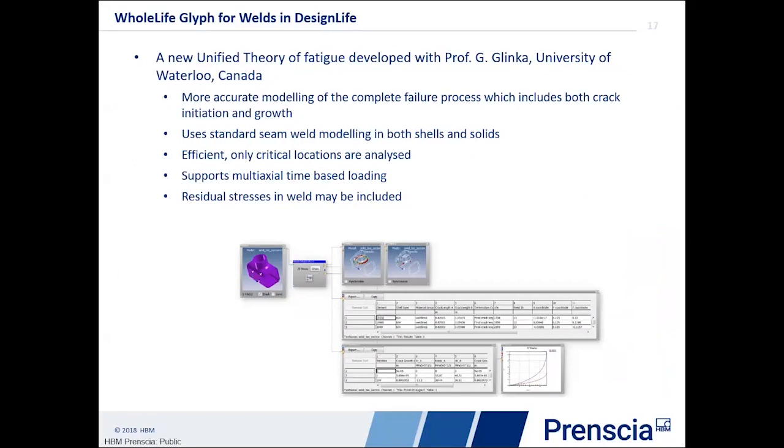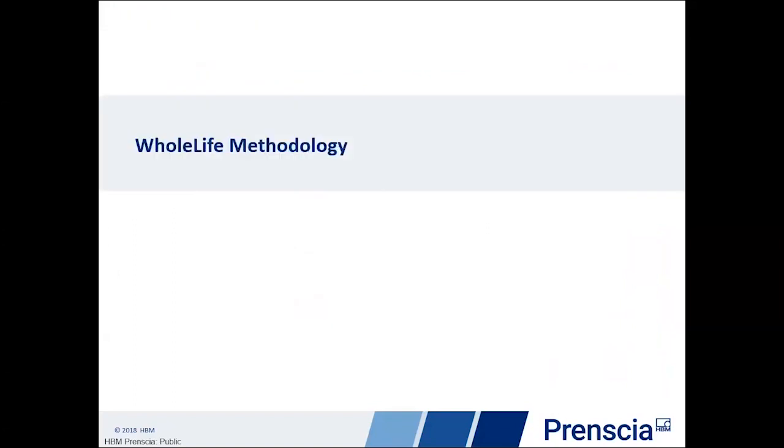being front-ended by our standard seam weld technology. It is able to identify critical welds from the first pass, and now go off and do more detailed analysis at critical locations. It's set up to support multi-axial loading. It's set up to bring in data about the welds to give us more information, things like residual stress profiles that have been either simulated or measured on the parts. So that's what we're going to talk about today. And starting with, let's just go back and take a look at the WholeLife methodology.